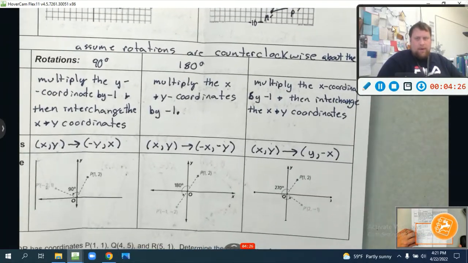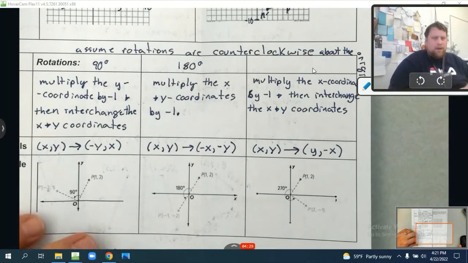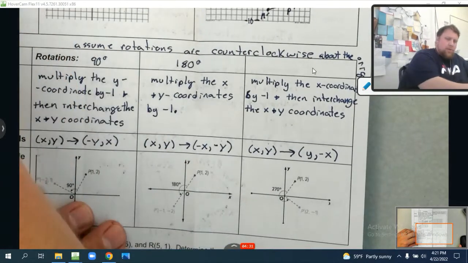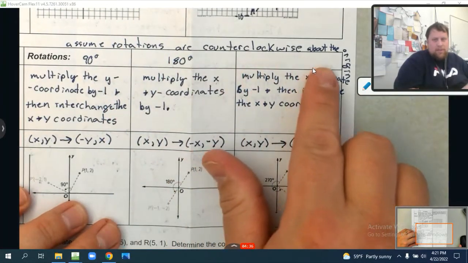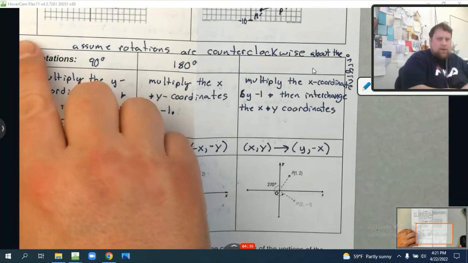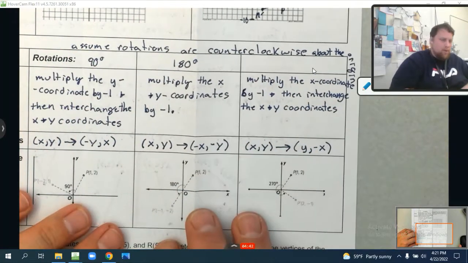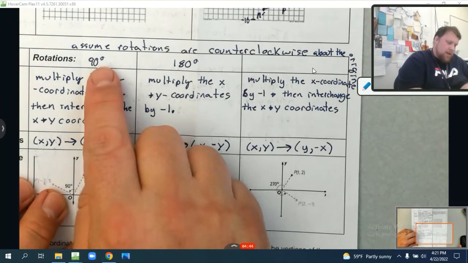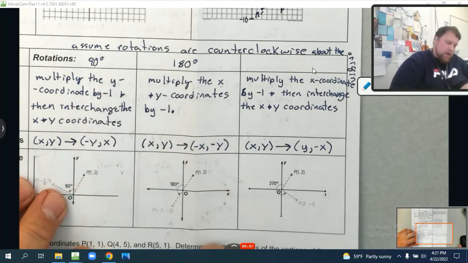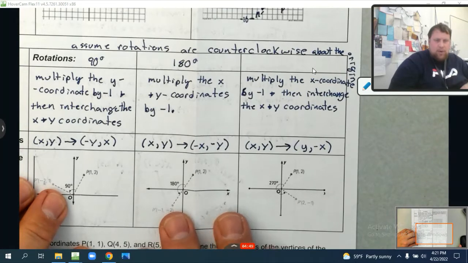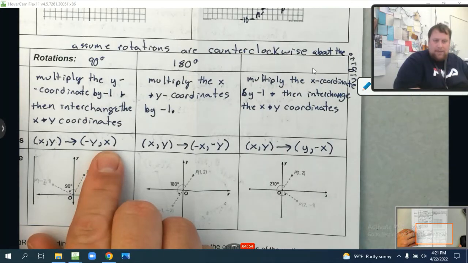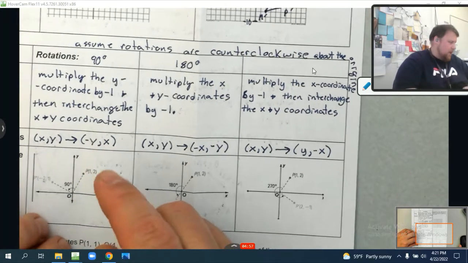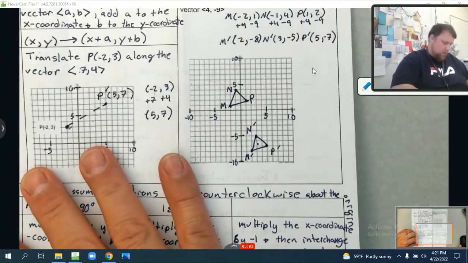And I want to talk to you about rotations. So first of all, right here, and hopefully you'll write it better than I did, it says assume rotations are counterclockwise about the origin. So maybe write it a little left here, but assume rotations are counterclockwise about the origin. And then what are we going to do? For a 90-degree rotation, we're going to multiply the y-coordinate by -1, then interchange the x and y coordinates. So in other words, your (x, y) is going to go to (-y, x). Go ahead and write that down. In fact, why don't you just write down all three of these. I'm going to read them through.